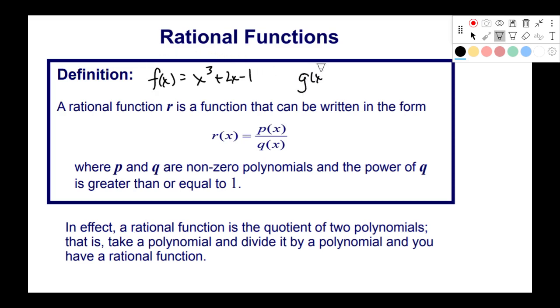If I told you g of x was equal to x squared minus 4, we could graph that, or you could graph it using the stuff we learned in the last section with cross and bounce. But today we want to talk about rational functions, which would be the division of these two functions. So for example, what would this function look like? That's what we want to learn here.